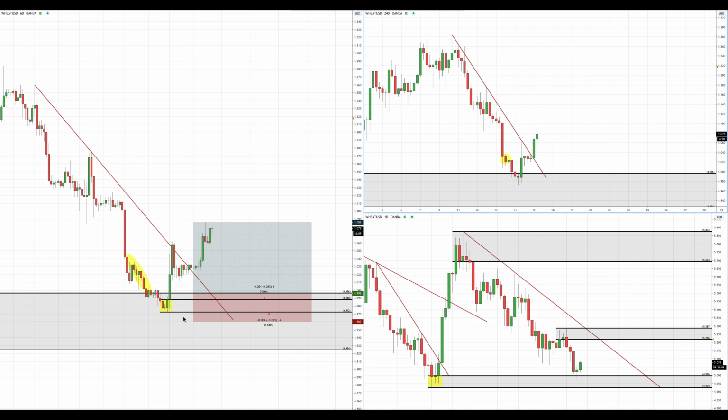This is the 1 hour. This is the zone I'm going to be looking to get long from next week. I don't think price is even going to get down here today. If it did, I'd be waiting for Monday anyways. But this is where I'm looking at buying here in the 1 hour next week for wheat USD. I think it's a pretty nice trade.